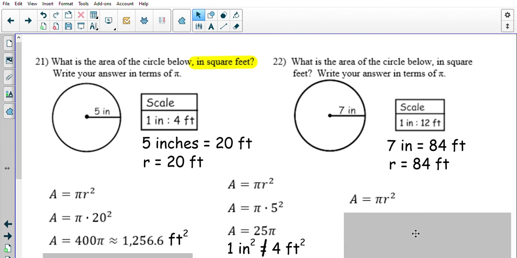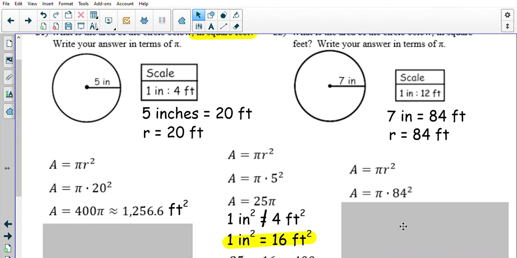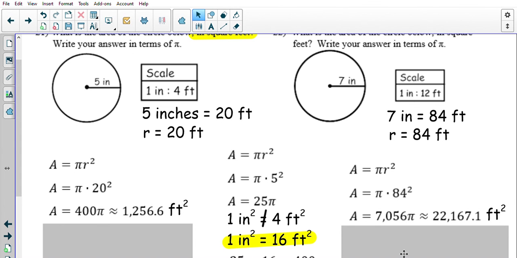So pi r squared is going to be pi times 84 squared, which is a pretty big number. 84 squared is 7,056. So I get an answer of 7,056 pi, or about 22,167.1 feet squared.